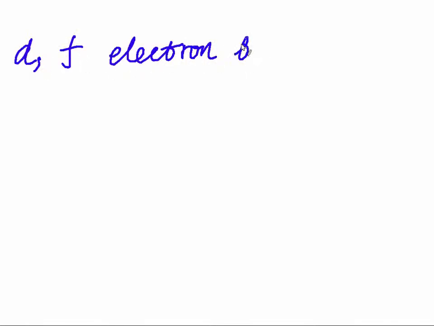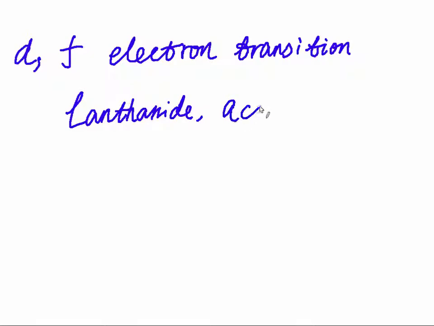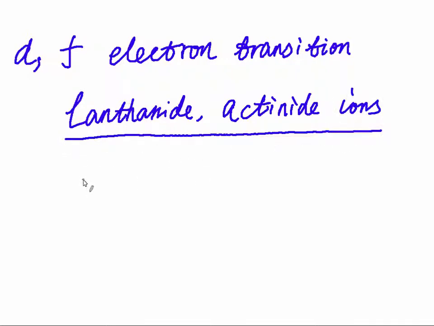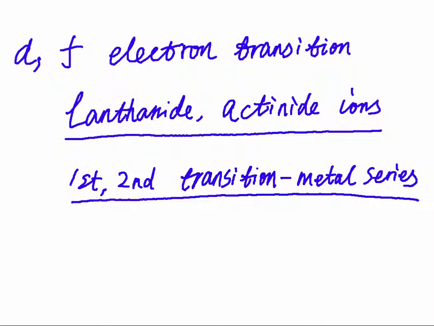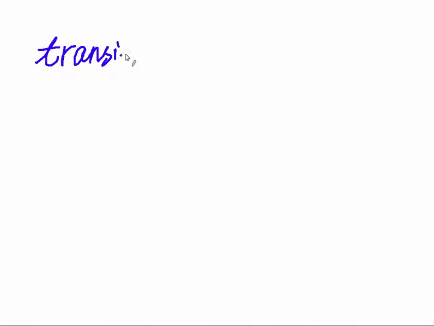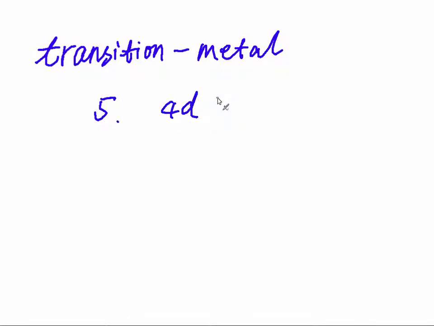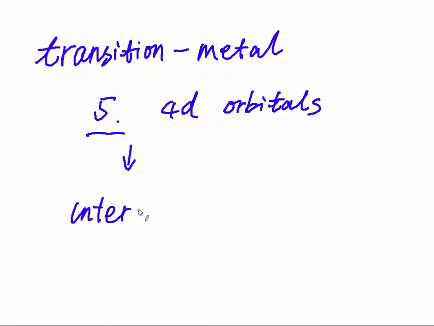This d, f electron transition usually exists in lanthanide and actinide ions, and the first and the second transition metal series. In transition metals, there are five 4d orbital modes which can interact with ligands in solution and produce absorption at different wavelengths.